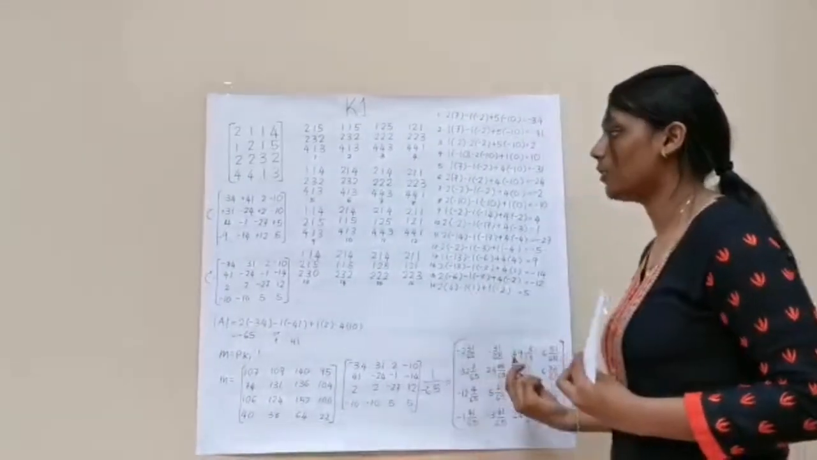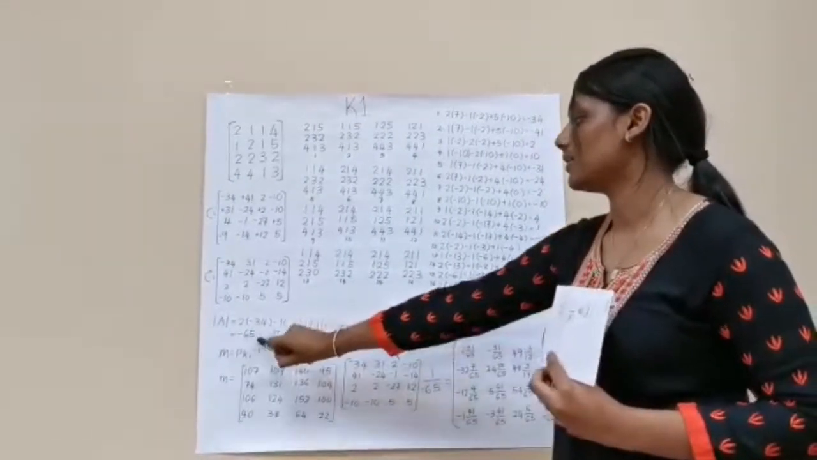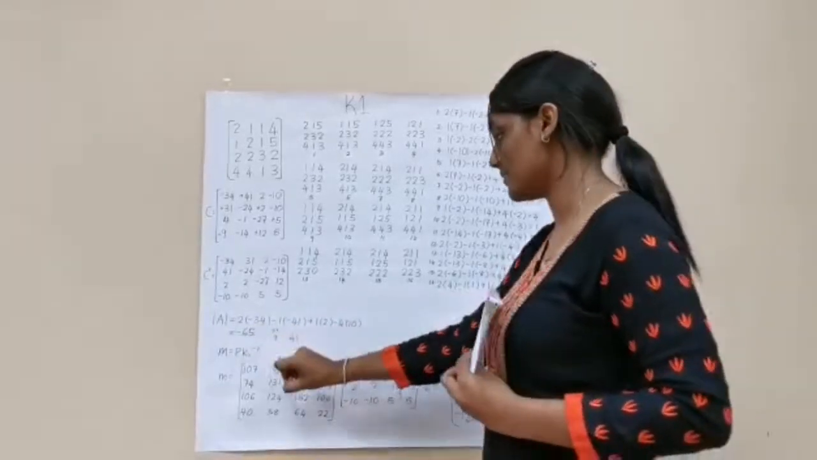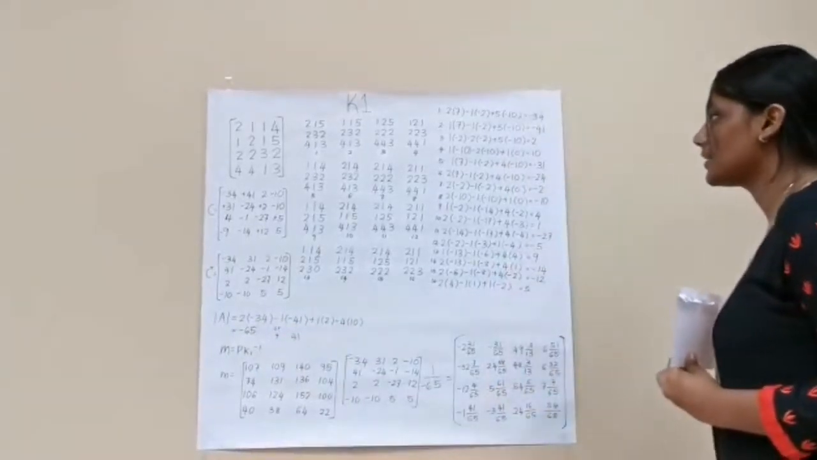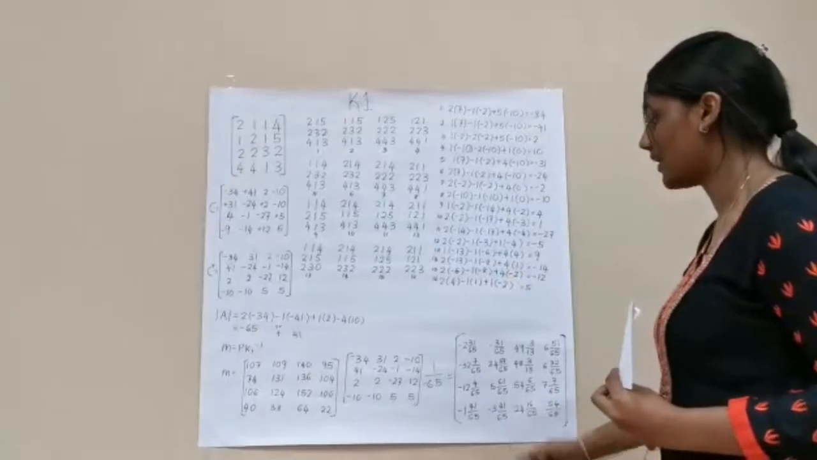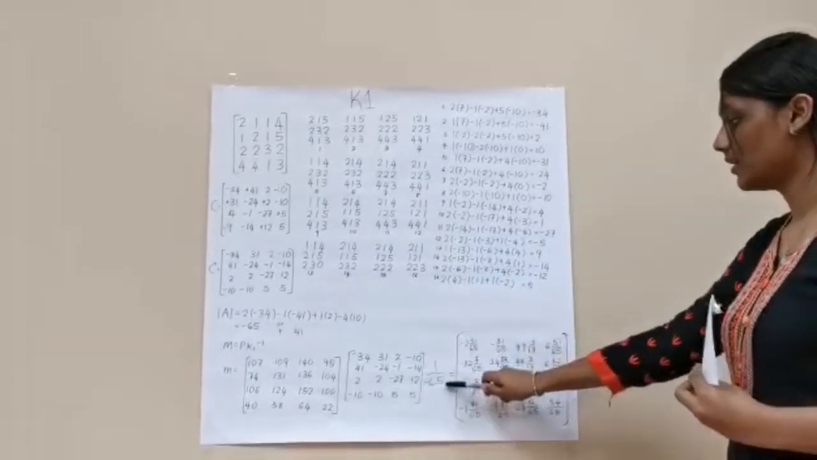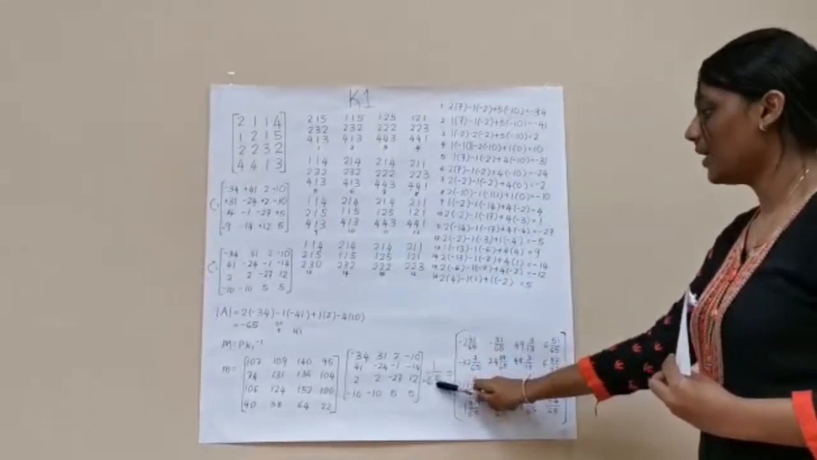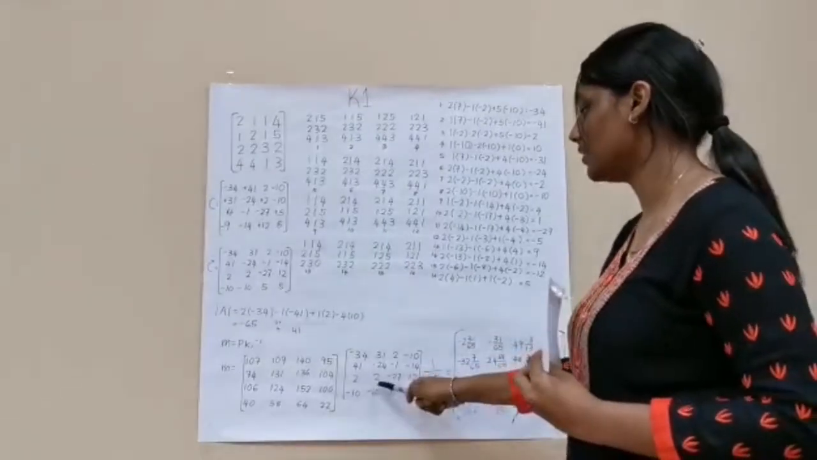As shown before, we have already determined the determinant of the matrices, which is negative 65. So to actually get the inverse of the matrix, all you'll have to do is take the inverse of the determinant and put it over 1 and multiply it with the cofactor.